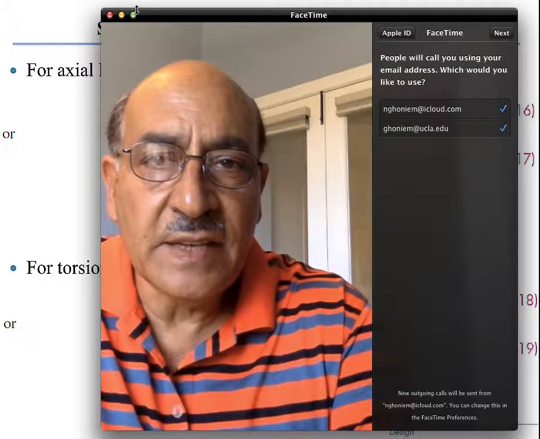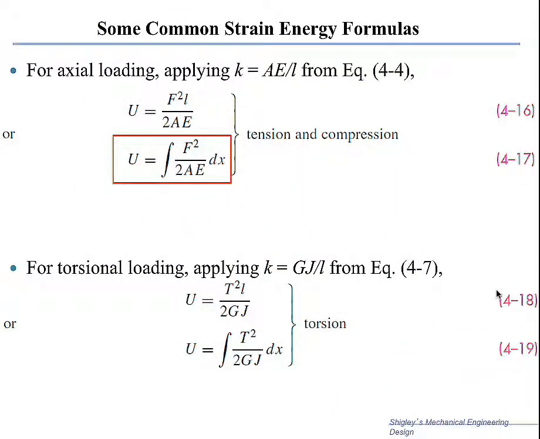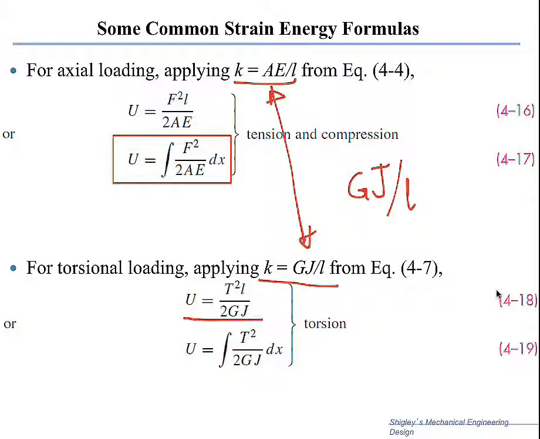If we look here at the case for torsional loading, the torsional stiffness K is equal to GJ over L. We have also shown this. Notice that it is very similar to the tensile stiffness: you have the torsional rigidity, which is the product GJ on the top, divided by the length of the member. Using this, we can find the total energy stored for a member under torsion where the length of the member is L. Then we get this equation: T squared L over 2GJ.